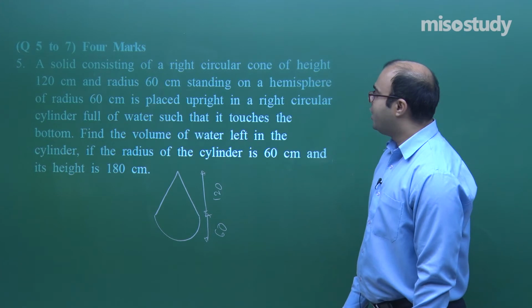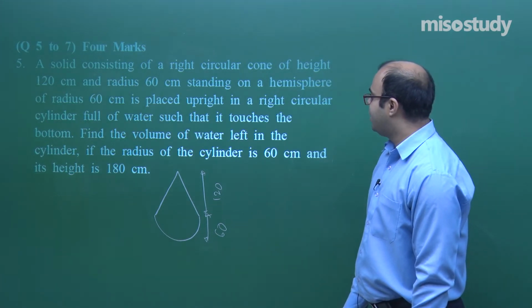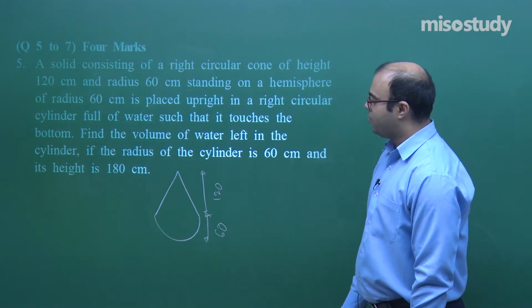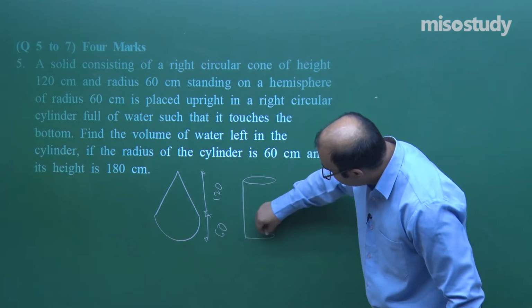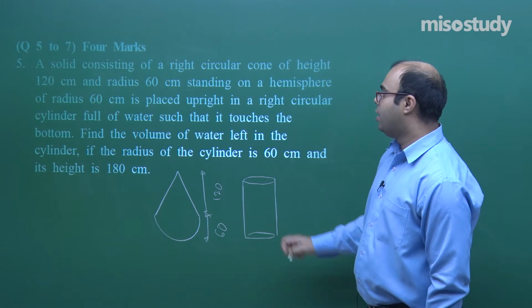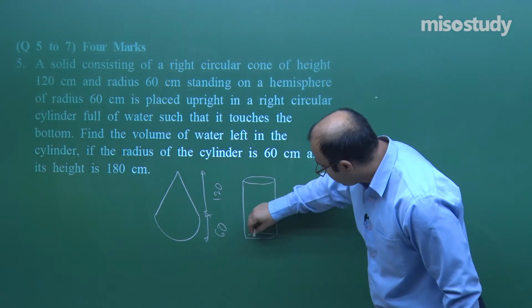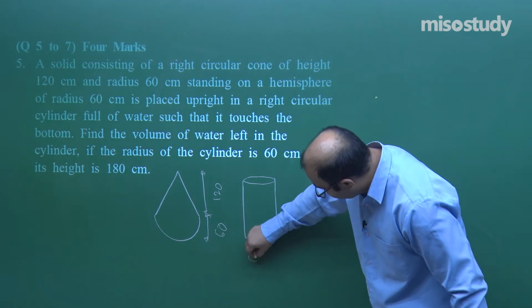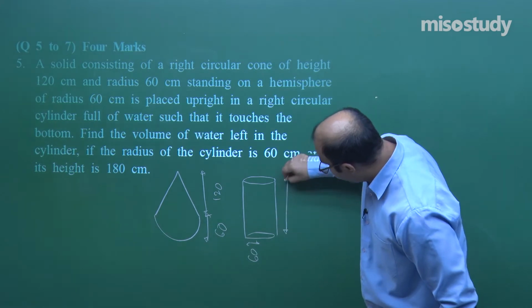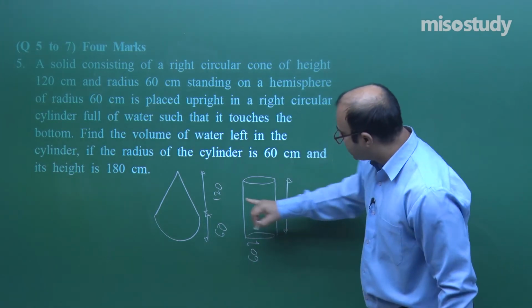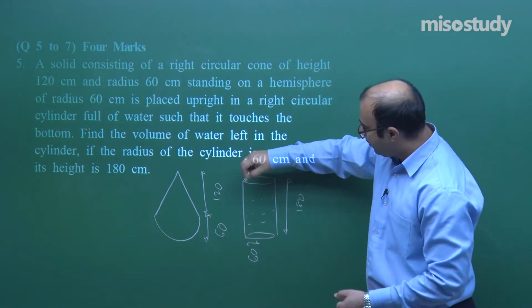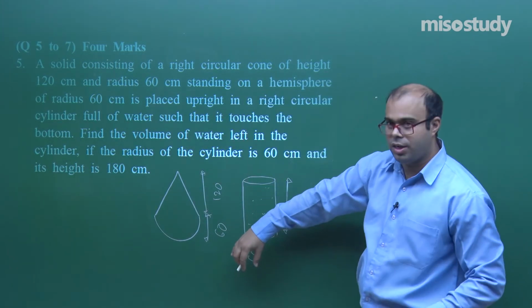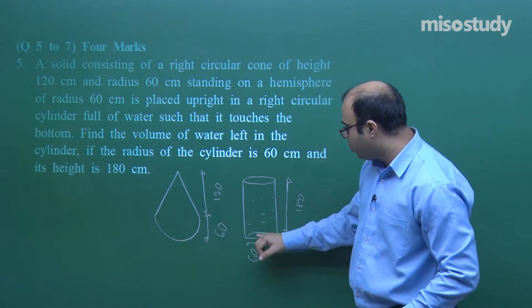Find the volume of water left in the cylinder if the radius of the cylinder is 60 centimeter and its height is 180. So the cylinder with the water also has radius 60 centimeter, and its height is also 180 centimeter. That is actually the sum of these two heights. Here there is water, and we have taken this cone and inserted it into this cylinder till the bottom of this cone comes here.